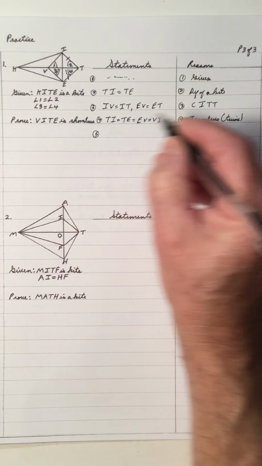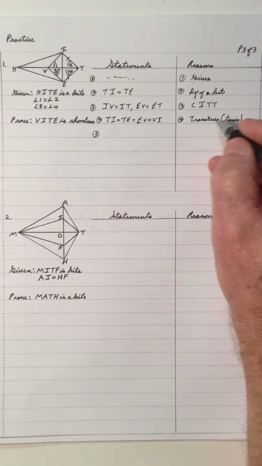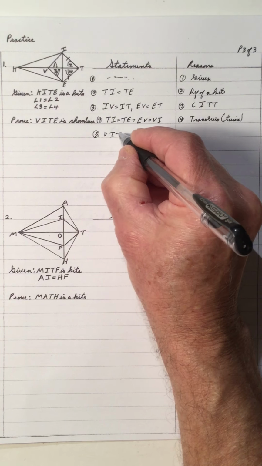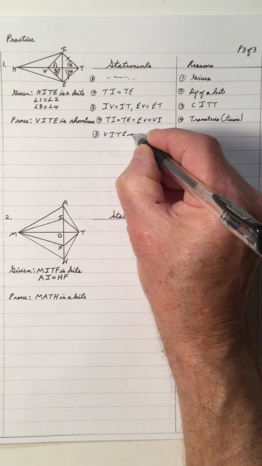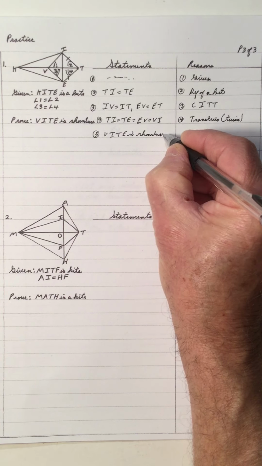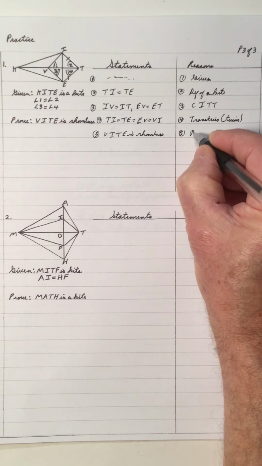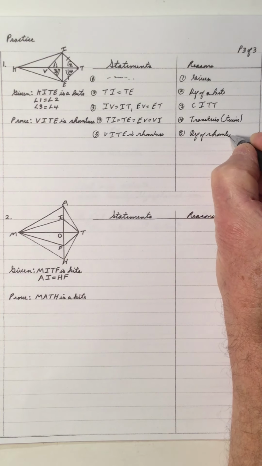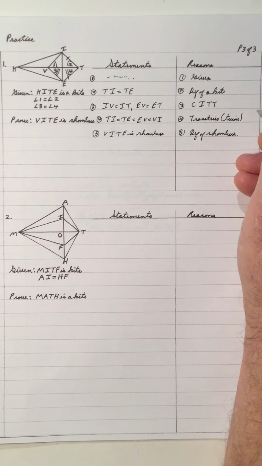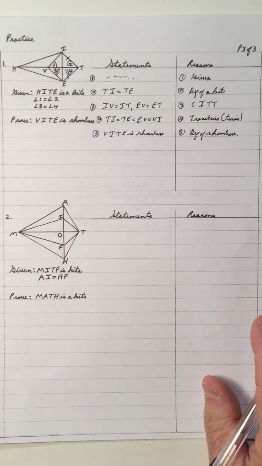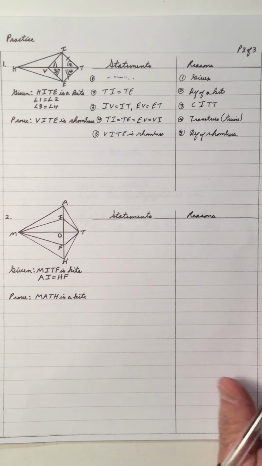So ask your teacher if you're allowed to say that. And now we have that VITE is a rhombus. And that's by definition of a rhombus. A rhombus is a quadrilateral with 4 equal sides. So that proof is done. Now we have one more to do in this video.